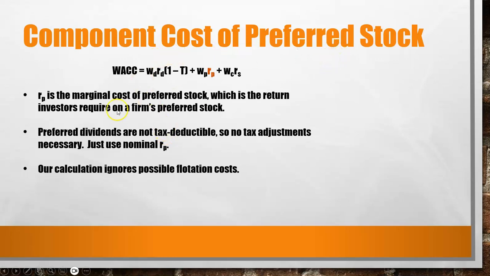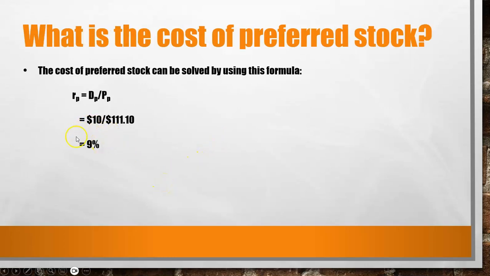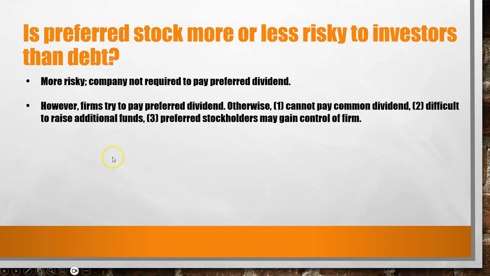Component cost of preferred. RP is the marginal cost of preferred stock, which is the return investors require on the preferred stock. Preferred dividends are non-taxable, so no tax adjustments are made. So here we can see that it's 9%. So we have debt at 7.5, preferred stock at 9%. Is preferred stock more or less risky to investors than debt? It's more risky. The company is not required to pay dividends. That's why they have a higher interest rate.